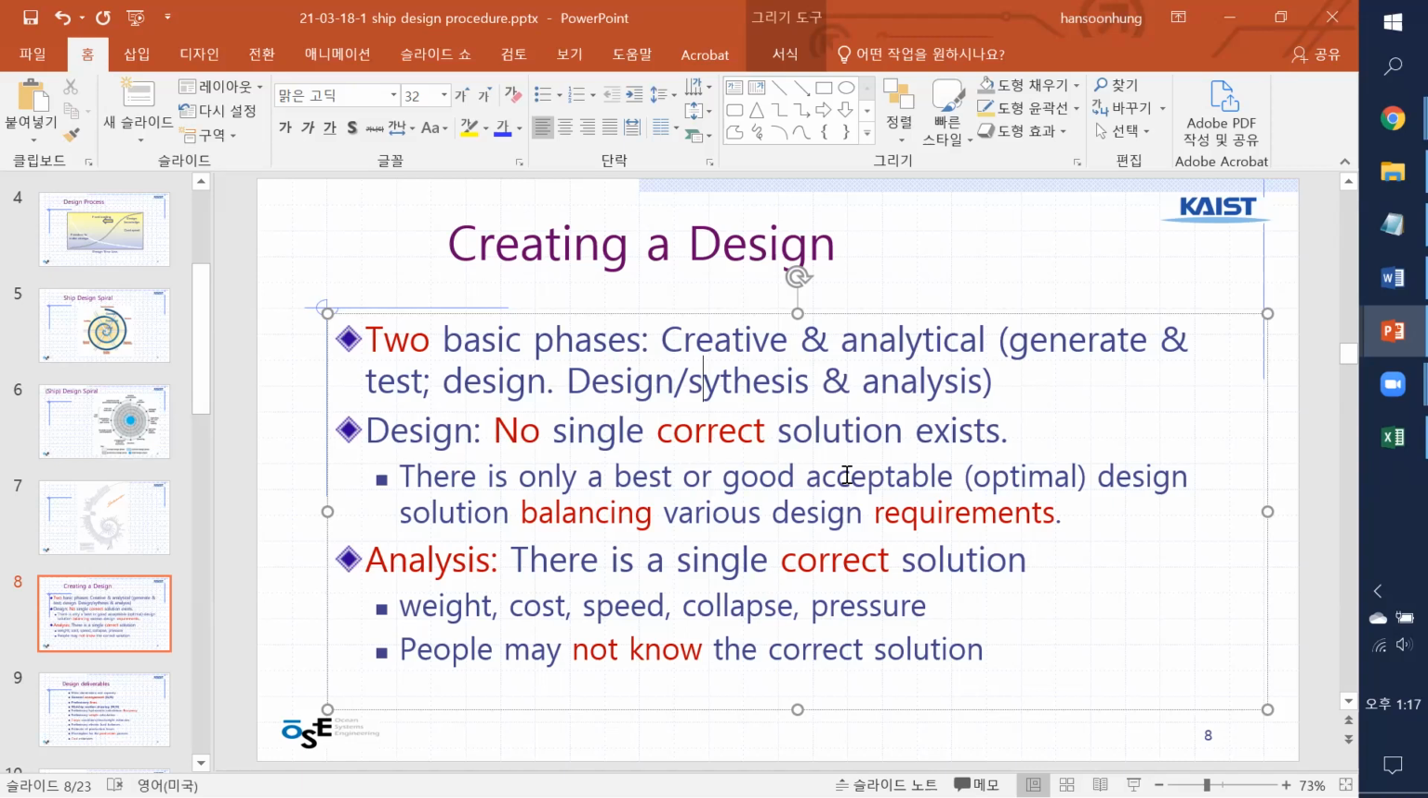So the nature is different. In design, there is no single correct solution. But in analysis, there is one single correct solution. We know that there is one, but we don't know whether we can find it out. We are trying to find out.